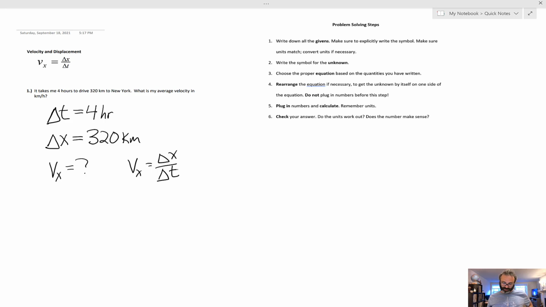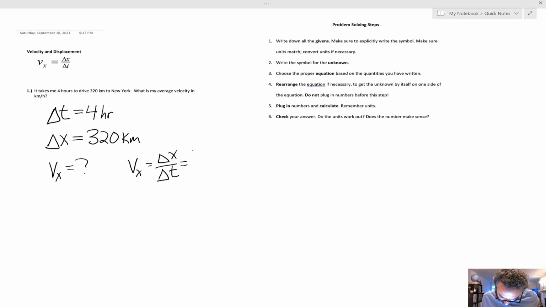Once we know more equations, we can use the symbols that we've written down to help us pick the right equation, but for now we'll just use the only equation we have. You can see it has the same symbols as the ones we've already written down, so we know we can plug in and solve for our velocity. We don't need to do step 4 to rearrange the equation because Vx is our unknown and that's already by itself on one side of the equation. So we can go right to step 5, plug in numbers and calculate.